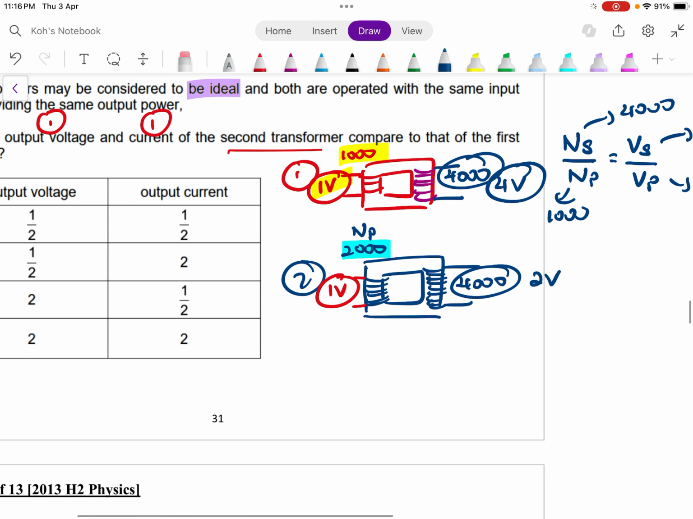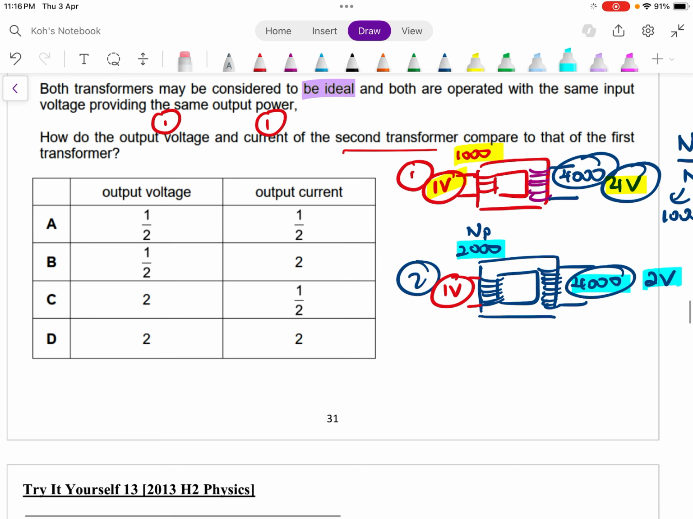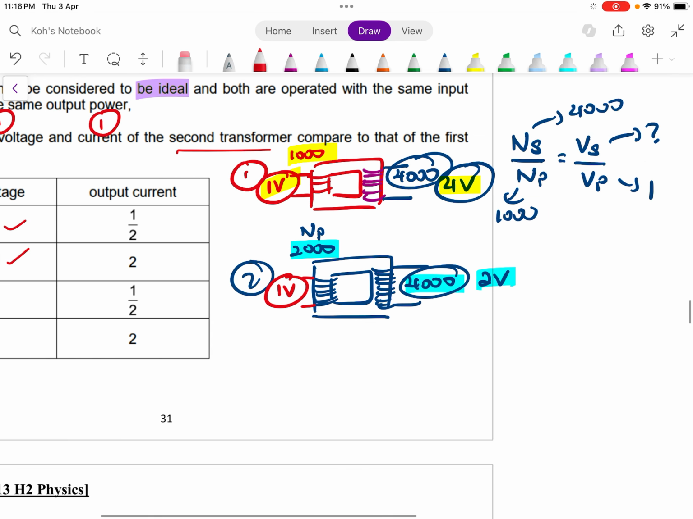Looking at this, you can compare. They want to compare the output voltage of the second transformer to the first transformer. Oh sorry, I highlighted wrongly. So this is the second transformer, 2 divided by 4. So it's about half, so the answer is either A or B. Of course you can use any ratio or number of turns for the secondary coil, you'll get the same result.